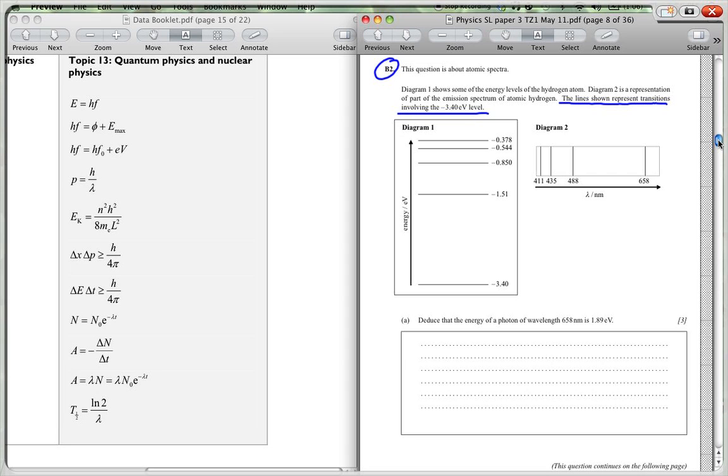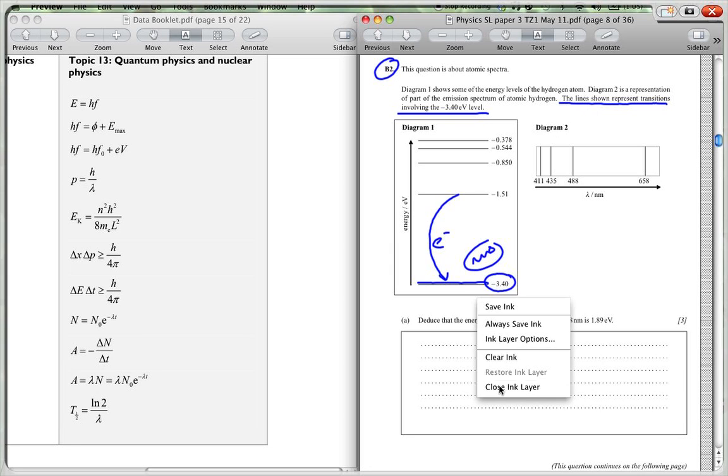So here we have the minus 3.4 value, and this is an emission spectrum. Your electrons will drop down, say from there to there. The electron will drop down to a lower energy state and therefore give out a photon of light. And the wavelength of that photon of light will correspond to the energy difference between these two. So let's have a look at the question.